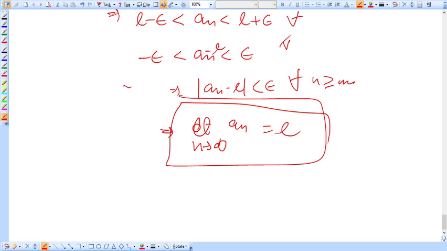So this is the proof of the sandwich theorem, right? Okay, I hope you got it. Yeah, so therefore we can say an converges to L.